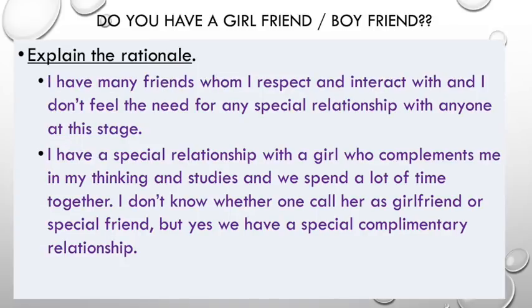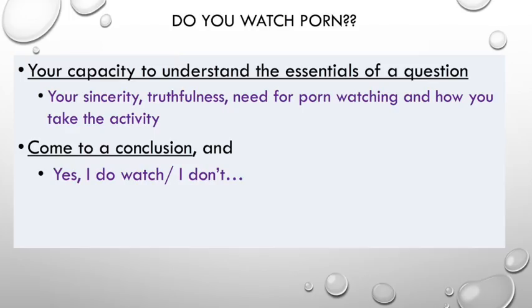If you say, I do not have a girlfriend, your reply could be like, I have many friends whom I respect and interact with, and I don't feel the need for any special relationship with anyone at this stage. Or if you have a girlfriend, you can say that I have a special relationship with this girl who complements me in my thinking and my studies, and we do spend a lot of time together. I don't know whether one can call her a girlfriend or a special friend, but yes, we have a special complementary relationship.